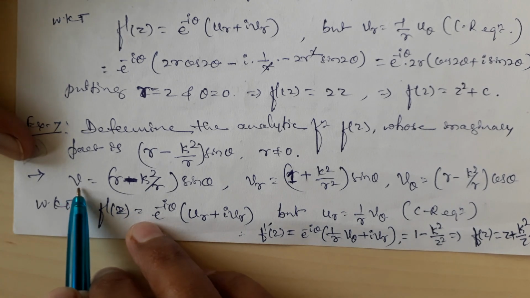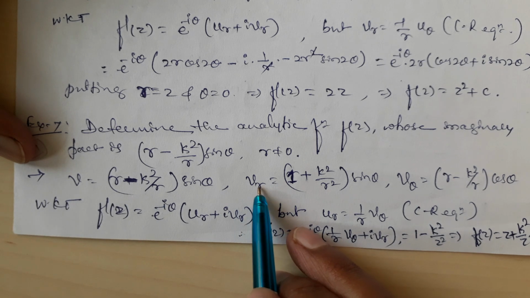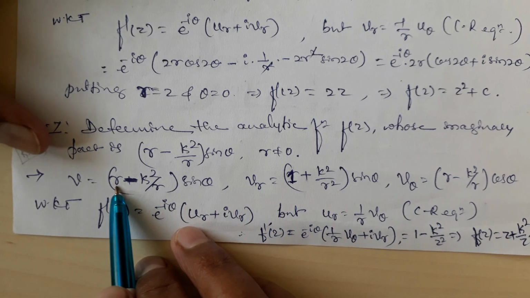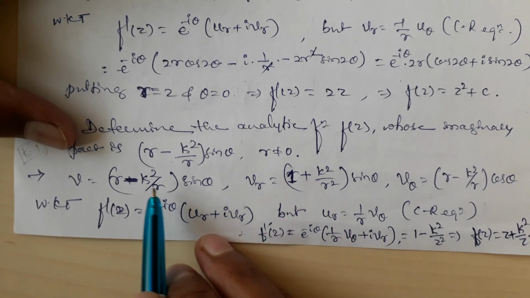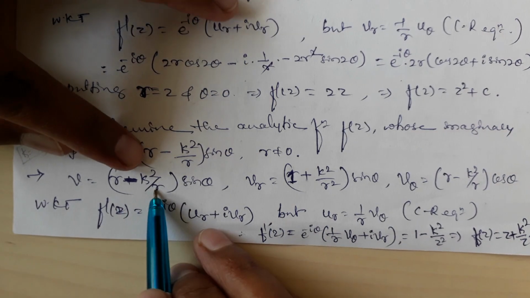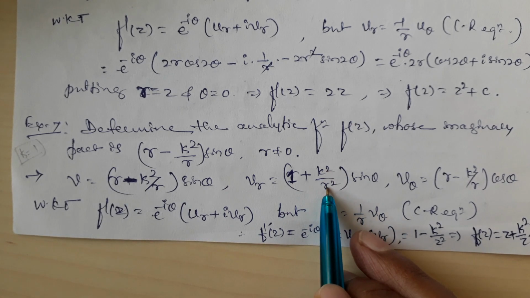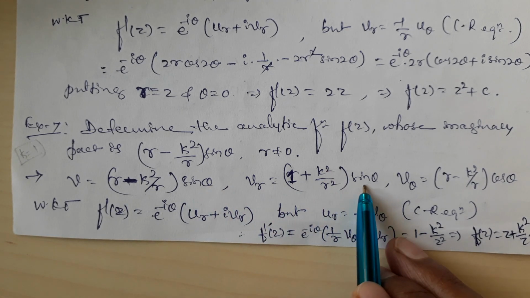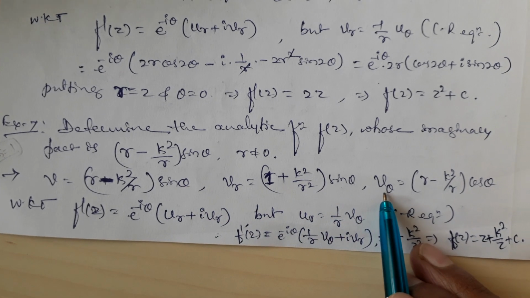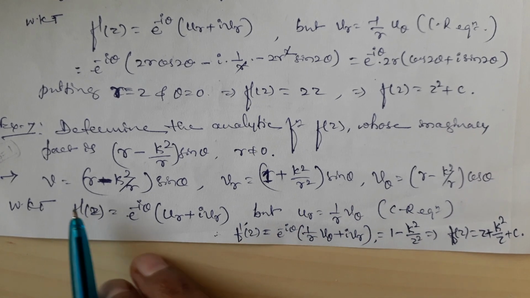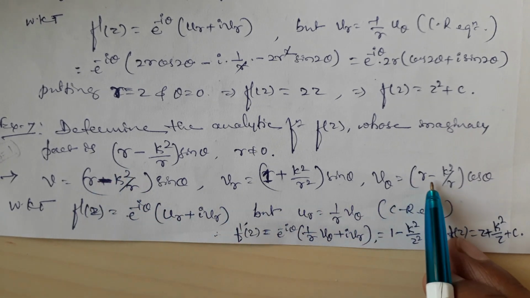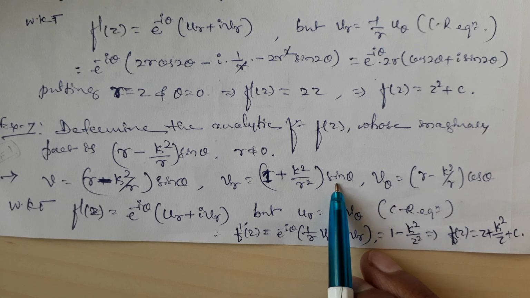Here we need to differentiate v partially with respect to theta and with respect to r. With respect to r is v_r. Differentiation of r with respect to r is 1, and minus k square times 1 by r gives minus of minus 1 by r square, minus of minus is plus, therefore k square by r square, with sin theta as it is. And v_theta, that is v with respect to theta, keeping the r term as it is, (r minus k square by r) times cos theta.